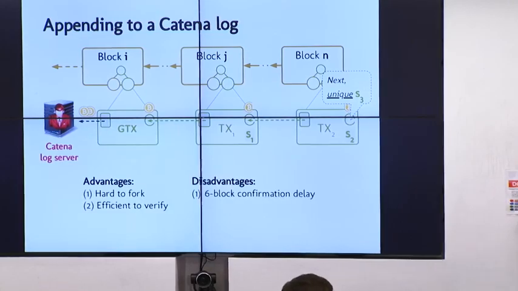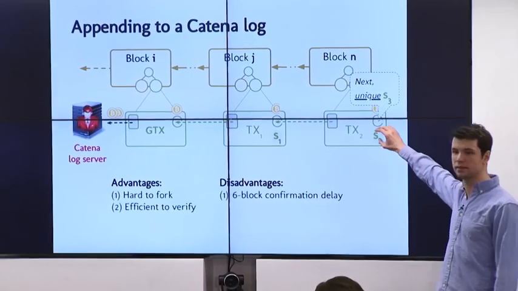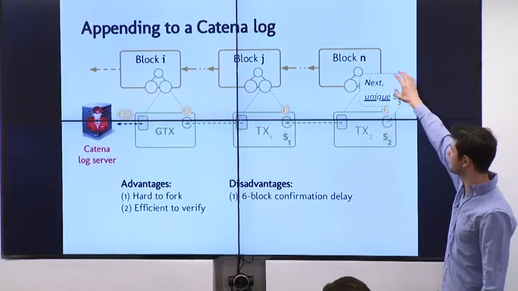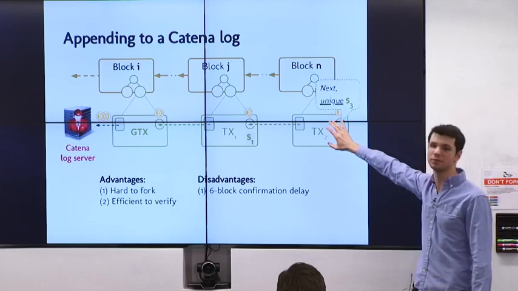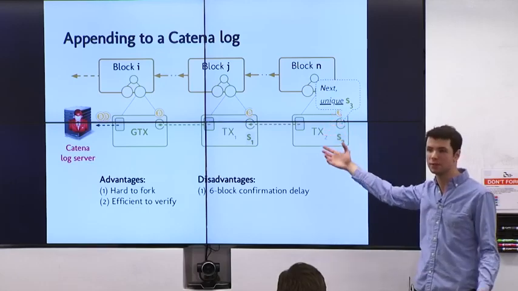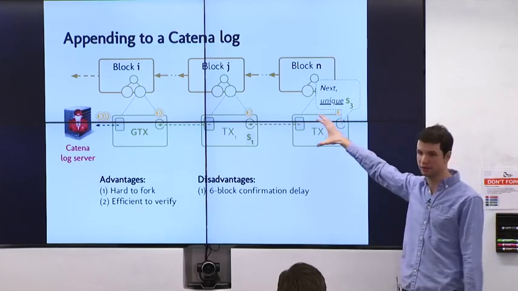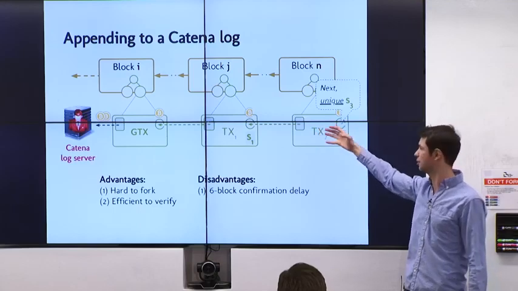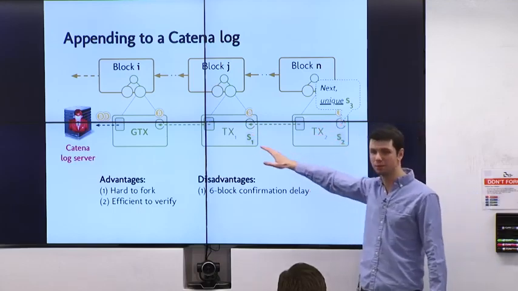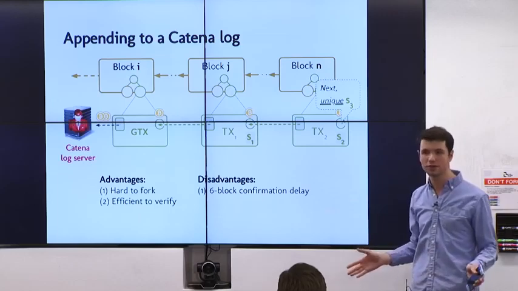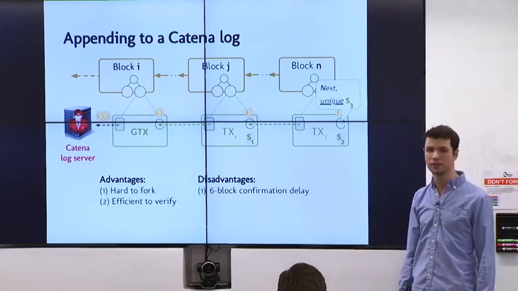The disadvantages are that if I want to know that this is the second statement in the log, I have to wait for 6 more blocks to be built on top of this statement's block, right? Just like in Bitcoin, you have to wait for 6 blocks to make sure a transaction is confirmed, right? Why do you do that? The reason you do that is because there could be another transaction here, double spending, because sometimes there are accidental forks in Bitcoin and things like that.